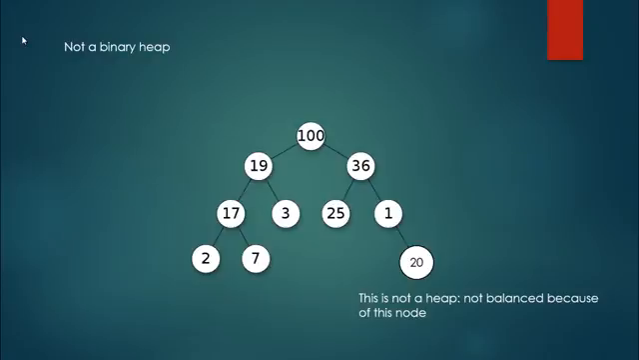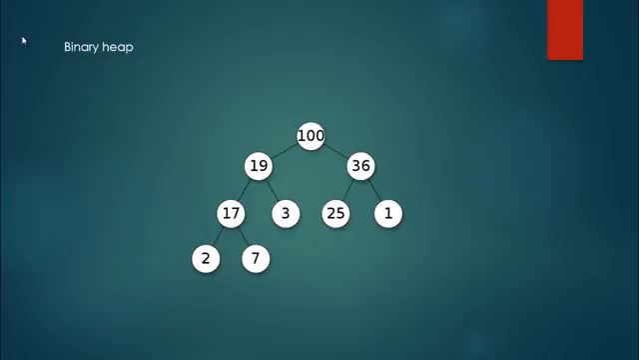So this is not a binary heap, and why? Because we have to fill each row from left to right sequentially. Here we have inserted the 20 as the rightmost element, and it violates the heap property. We should have inserted this node as the left child of node 3. So this is not a binary heap. But here, this is a binary heap. First of all, because it is balanced, and secondly, it is a maximum heap because each parent node is greater than its children.